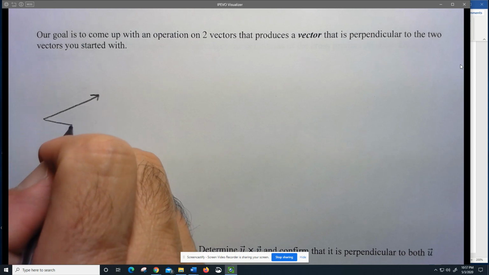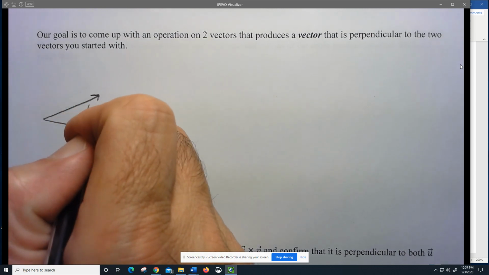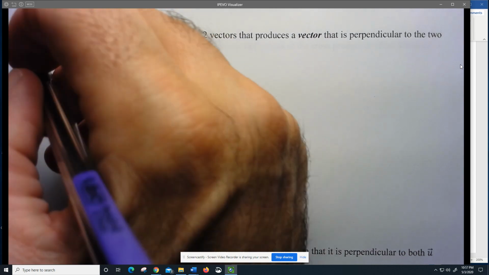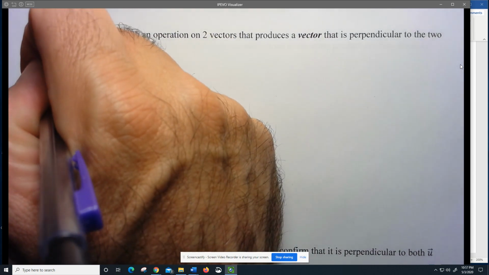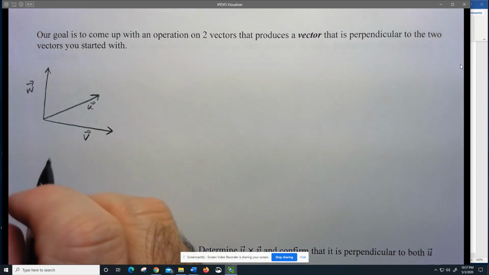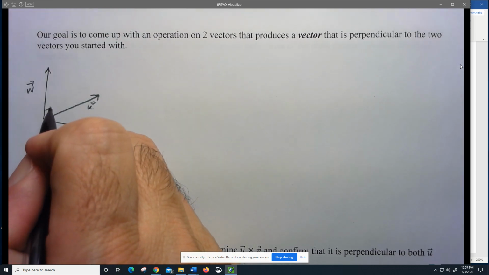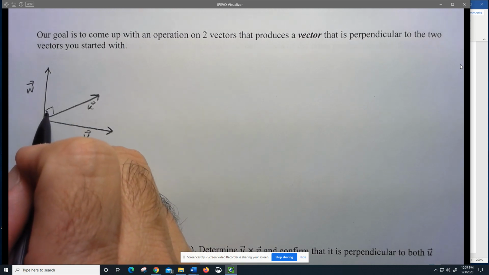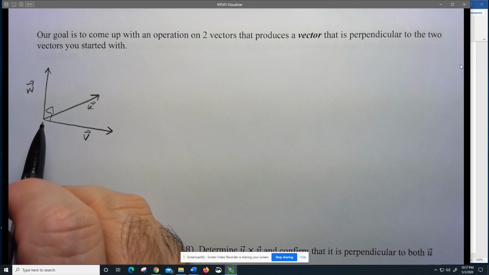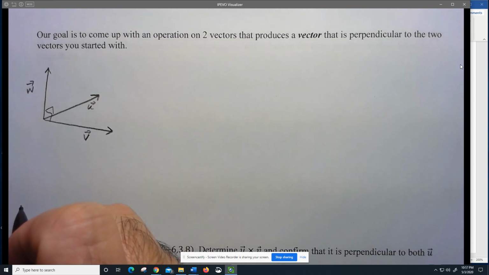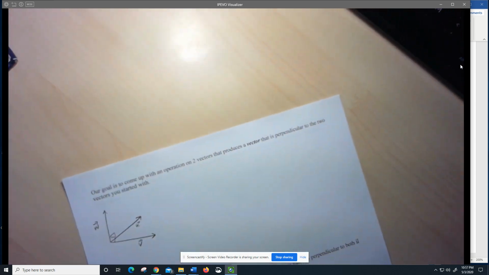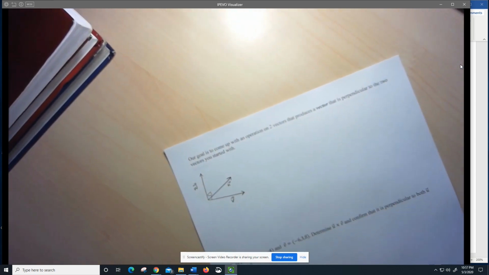So let's say I take any two vectors, say this is u and this is v, and the goal is to come up with some vector, call it w, which is perpendicular to both of these vectors. So I'll try to draw it so that we can see that it's perpendicular to both the original vectors. Okay, so you have to see this sense of perspective. All right, let me see if I can show you something. So I'll bring this as high up as we can.